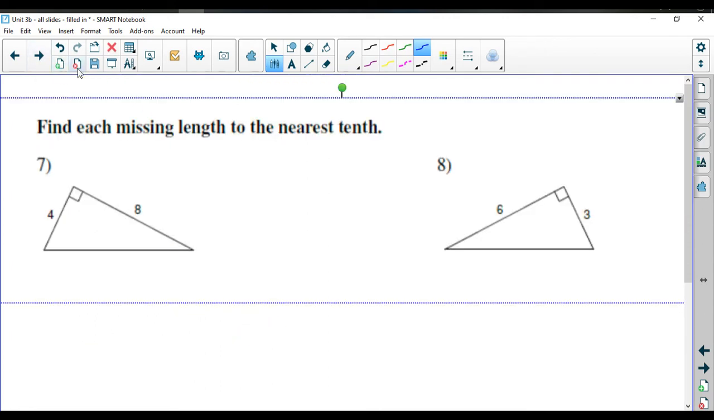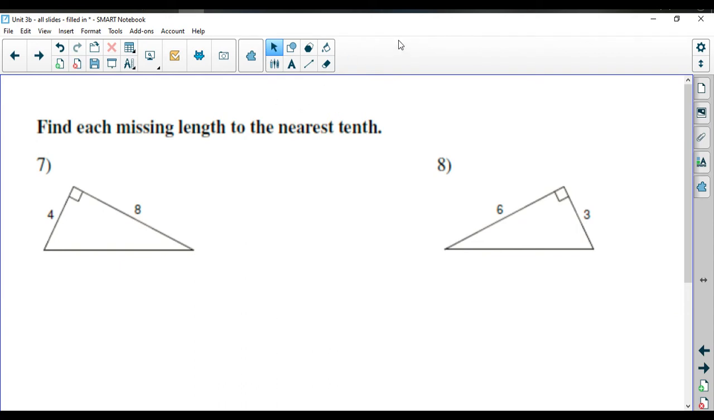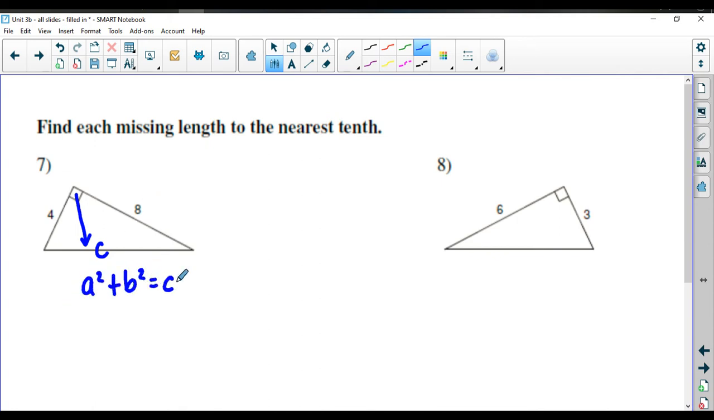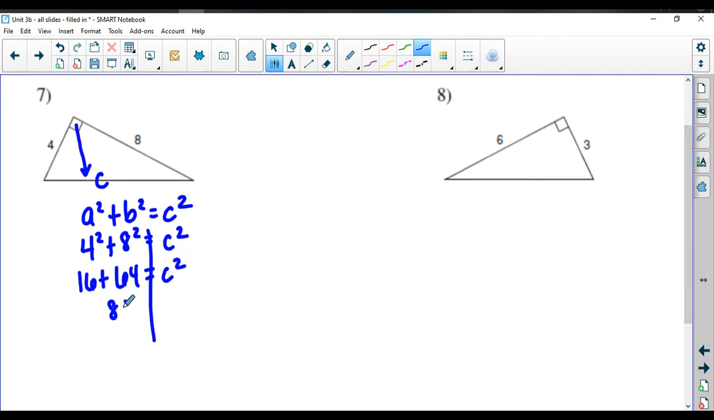Go ahead and take a look down at number 7. That's what we're going to do next here. So we are finding the missing lengths to the nearest tenths. So we're going across from the right angle. This is the hypotenuse. This is going to be C. So these two can go in as A and B. So first thing is to write your formula. I'm going to just plug in the 4 for the A, the 8 for the B, C squared. 4 squared is 16, 8 squared is 64 equals c squared. It's going to give me a total of 80 over here equals c squared.